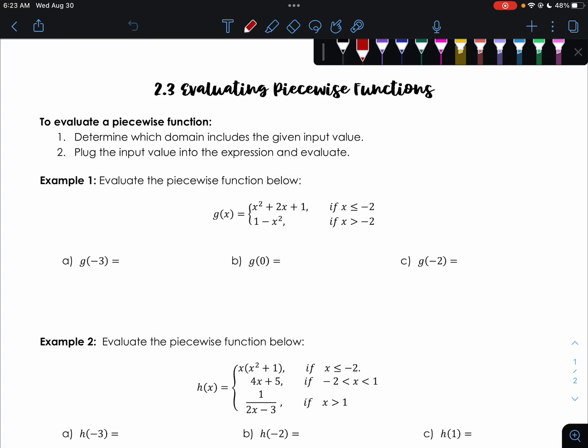Hi everyone, in this video we're going to be evaluating piecewise functions. To evaluate a piecewise function, we're going to have two steps. We're going to determine which domain includes our given input value, and then we're going to plug that input value into the expression and evaluate.